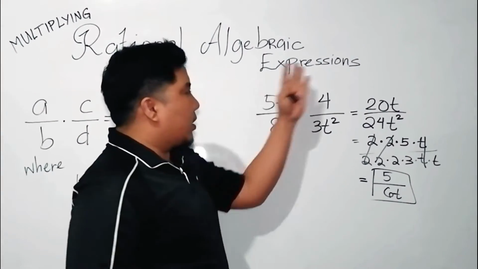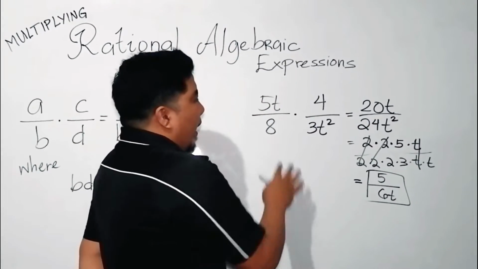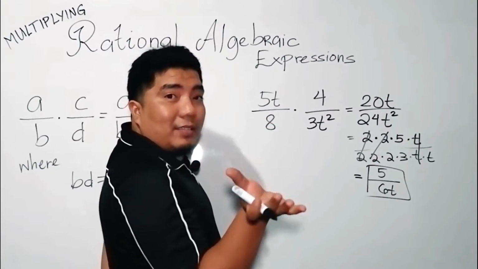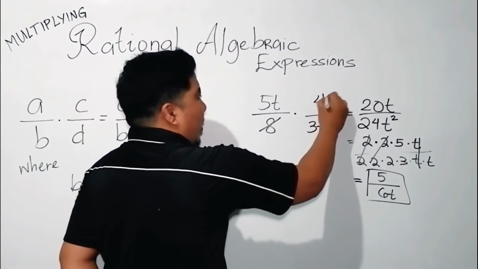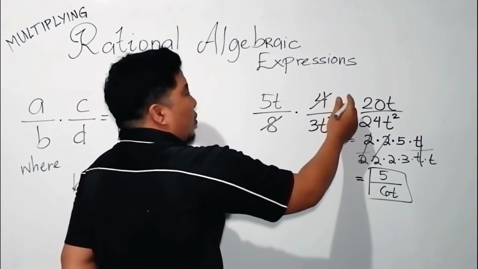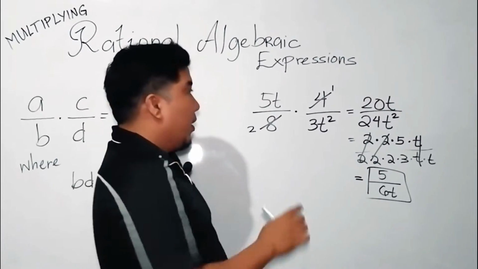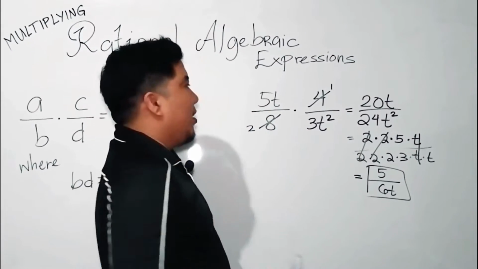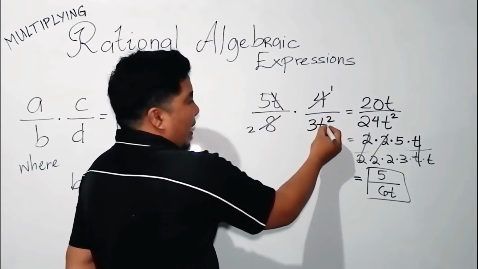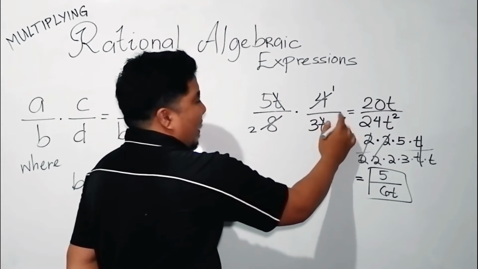Now, let's try to solve this one using cancellation. In this part, 4 and 8 can be cancelled, right? That can be cancelled by 2 or 4. They can be cancelled by 4. So, this will become 1. This will become 2. 5 and 3, okay, none. But T and T here, this can be cancelled by T. And then, we have here T. But there is still 1 left.